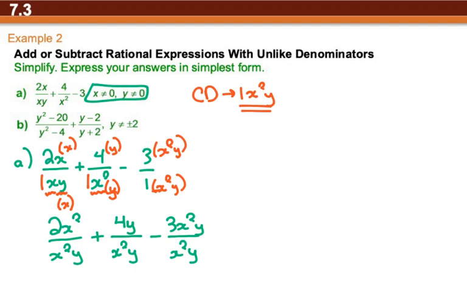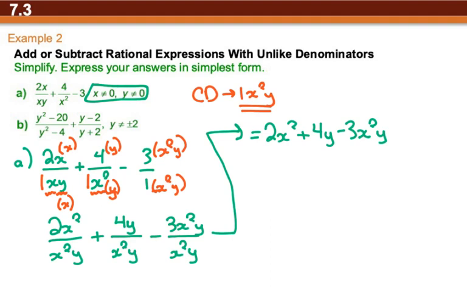Now that we have a common denominator, we can go straight back to the same process we dealt with in the last example when a common denominator was given. We will end up with 2x squared plus 4y minus 3x squared y all over x squared y.